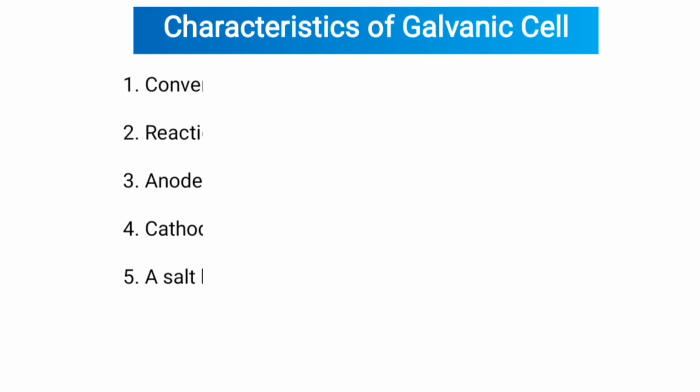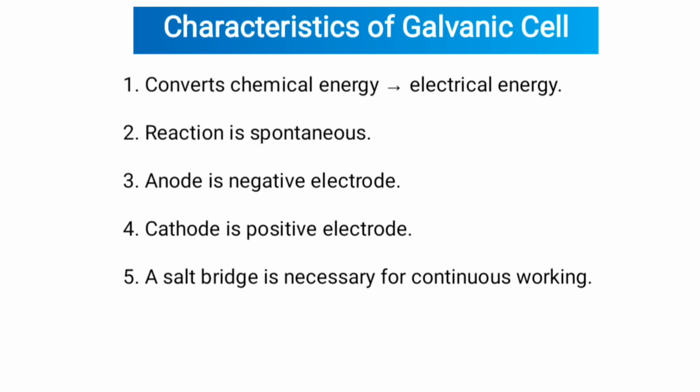Now, characteristics of galvanic cell. The first one is it converts chemical energy into electrical energy, and the second one is the reaction is spontaneous, and the third one is anode is the negative electrode, and fourth one is cathode is the positive electrode. And fifth one is a salt bridge is necessary for continuous working.